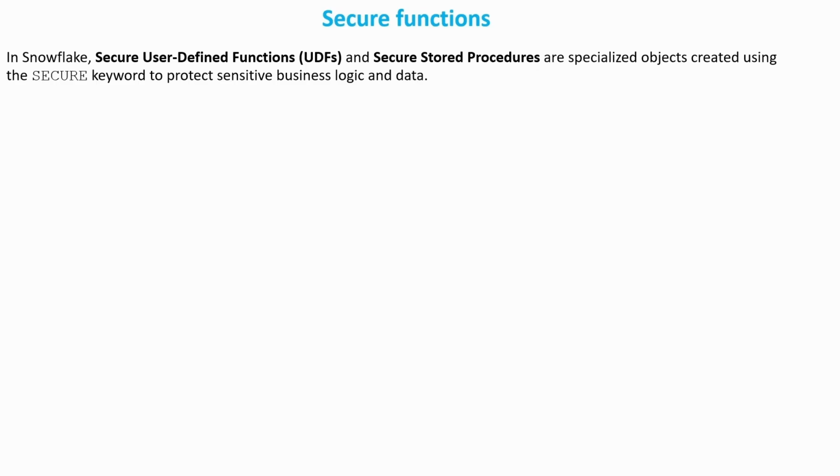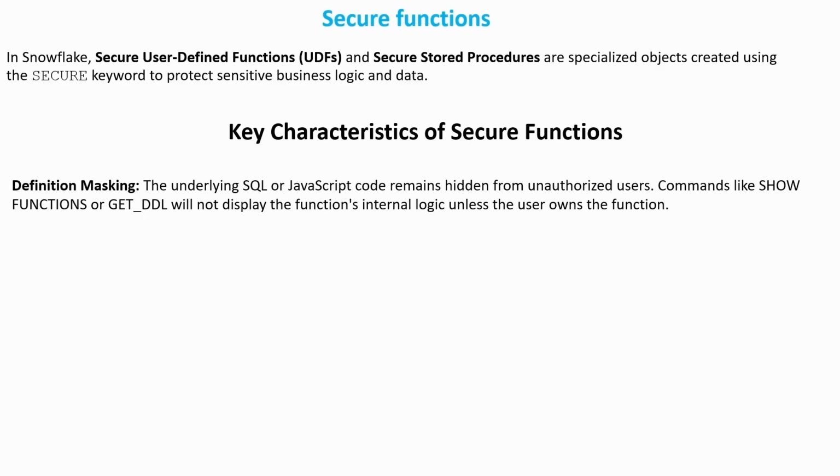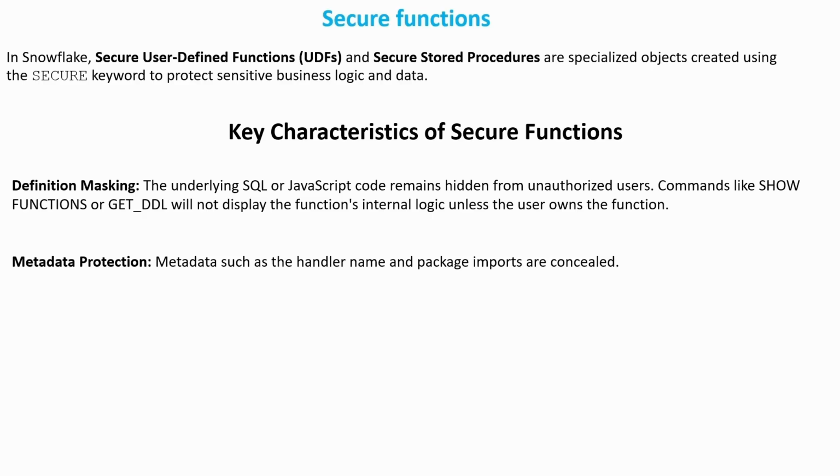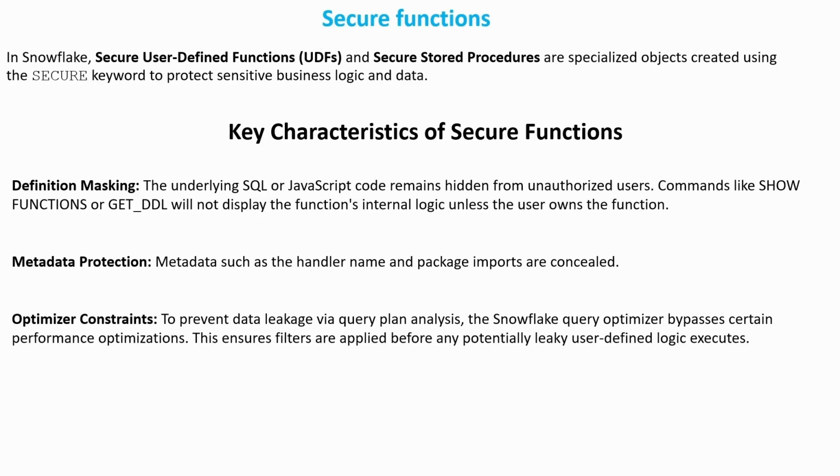In Snowflake, secure UDFs and secure stored procedures are specialized objects created using the secure keyword to protect sensitive business logic and data. The key characteristics of secure functions: it is helpful in defining masking. The underlying SQL or JavaScript code remains hidden from unauthorized users. Commands like show functions or get DDL will not display it unless the user owns the function. It also helps in metadata protection, such as handler name and package imports are also concealed. And it is very helpful in optimizer constraints to prevent data leakage via query plan analysis.